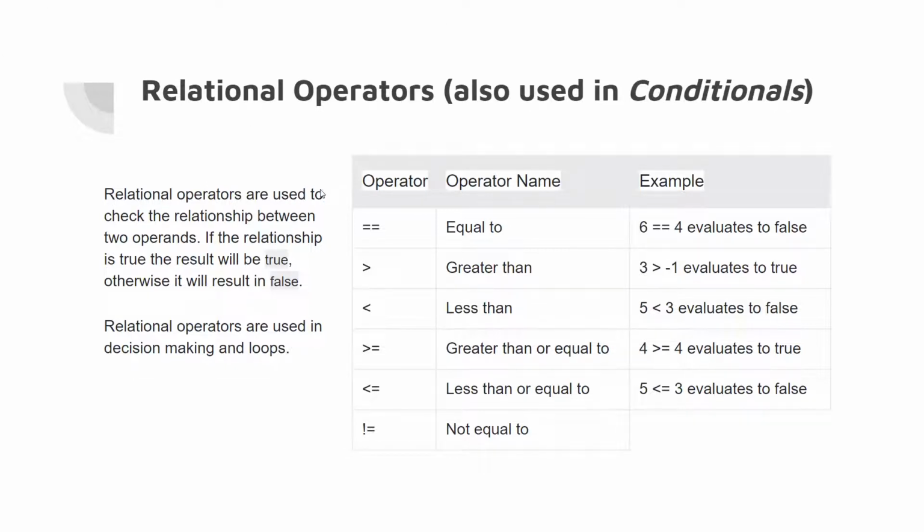So relational operators are used to check the relationship between two operands. If the relationship is true, the result that's passed back is true. Otherwise, it will result in false. So notice we have double equals. If we just use a single equals, that is an assignment. So be careful, especially when you're checking a condition. You want to say, if this equals this, then run some chunk of code. Be careful not to accidentally put an assignment in there. That's why we have an explicit double equals to check equality as opposed to using the single equals.